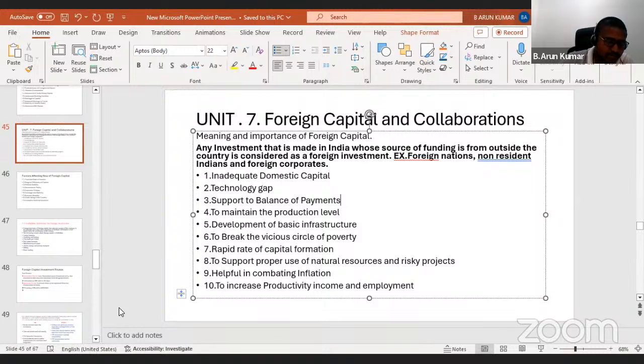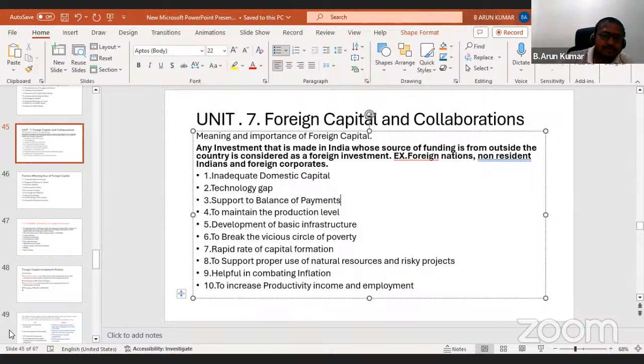And also it increases productivity, income, and employment. Because of foreign investments from institutional investors, using that capital we build companies and industries. Likewise, we provide employment facilities to the general public. Because of that, their income levels increase, and the savings also increase. Likewise, the development process continues because of these foreign investments.